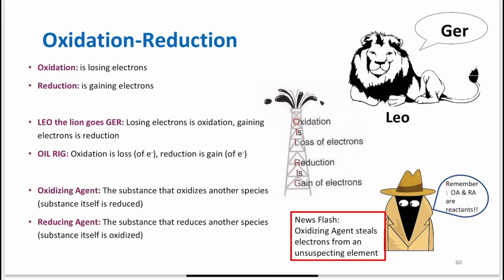A reducing agent is a substance that reduces another species. It causes another species to gain electrons by giving up the electrons itself, by being oxidized itself.